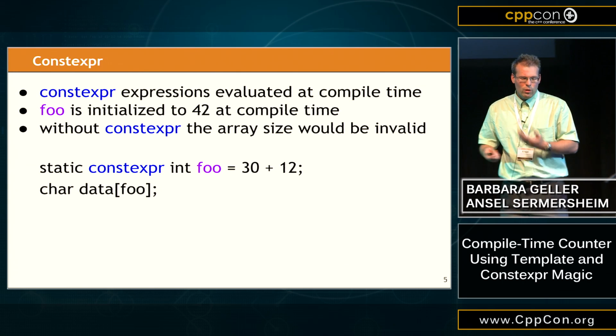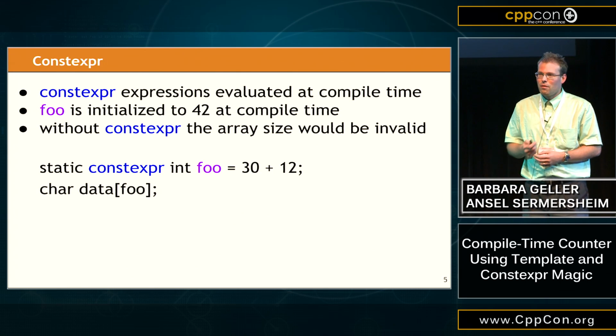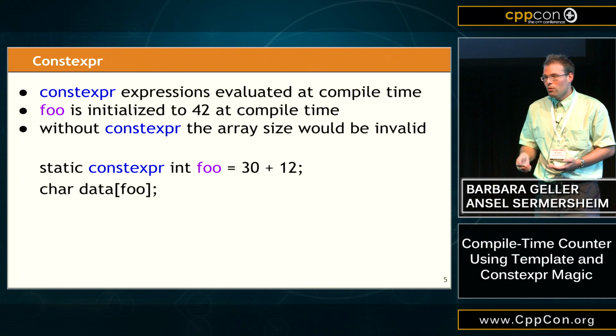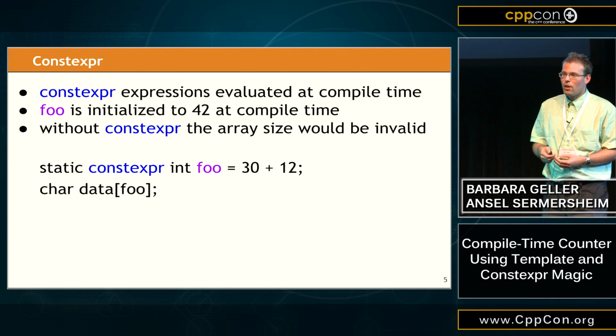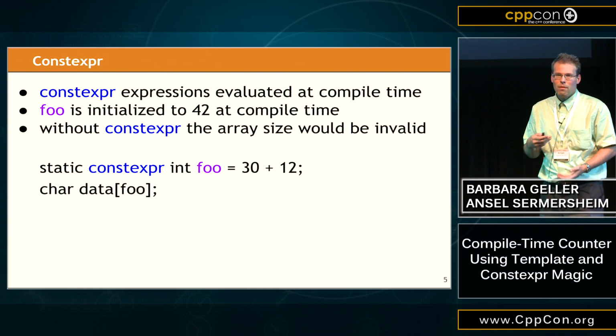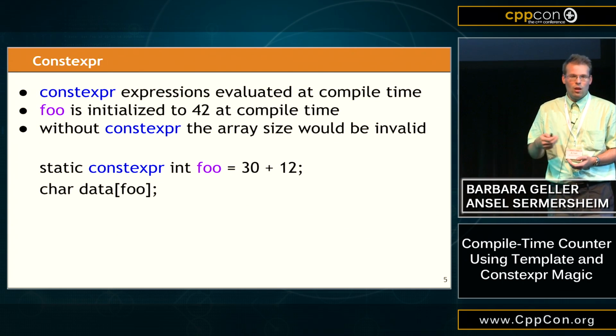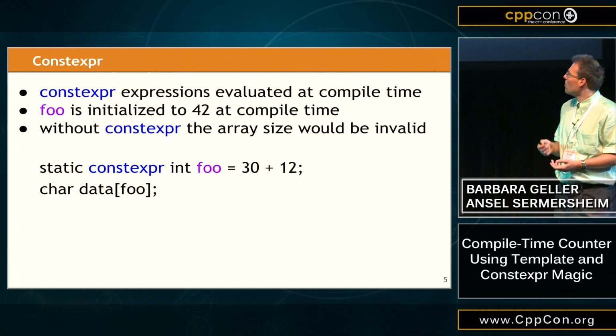We put this slide in here for reference if anybody's unfamiliar with constexpr. One of the things that we're going to be using in this talk is constexpr very heavily, and it allows you to set up a value that is evaluated at compile time, so you can use it for things like the size of an array. We'll be using it in a slightly different context in a moment.